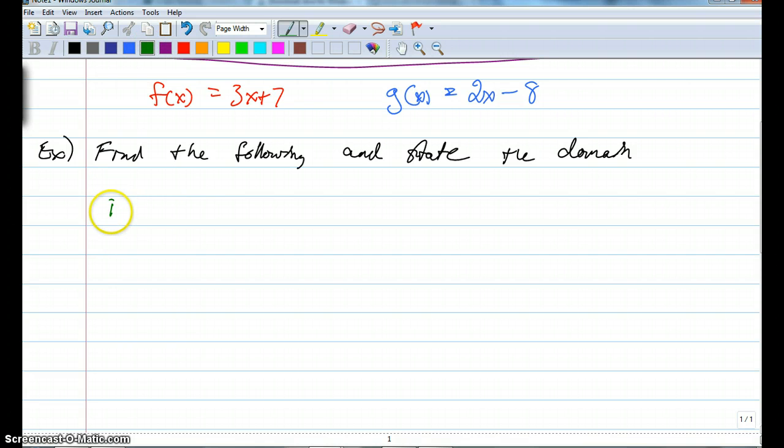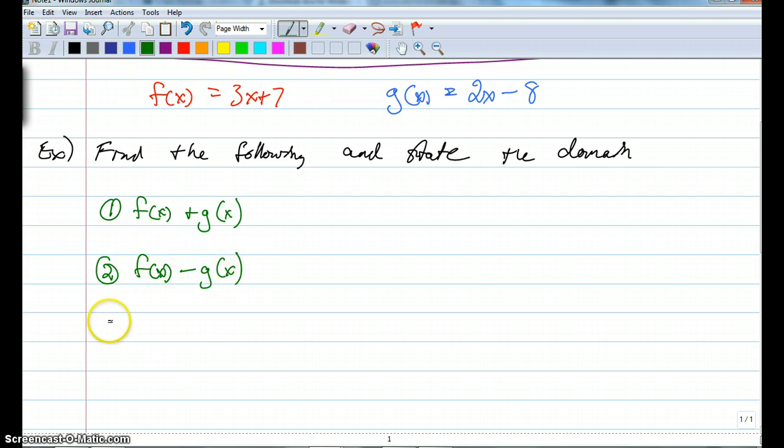So, number one. Number one is going to be f of x plus g of x. Number two is f of x minus g of x. Number three is going to be f of x times g of x. And the last one, I bet I don't even got to say it. You already wrote it down. F of x divided by g of x. Okay, so I'm going to ask you to do these four examples right here.